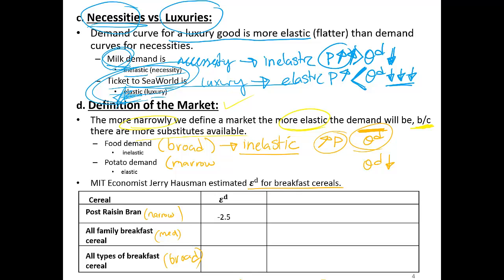Price elasticity of demand for Post Raisin Bran, -2.5. Look, in absolute value, this is greater than 1. This is elastic, pretty elastic actually. What does this number mean? This is what it means. If you increase the price by 1% for Post Raisin Bran, sales will go down by 2.5%. So if you're the producer of Post Raisin Bran, you're not gonna increase the price. Look at the response. It's huge. Your total revenue will go down.